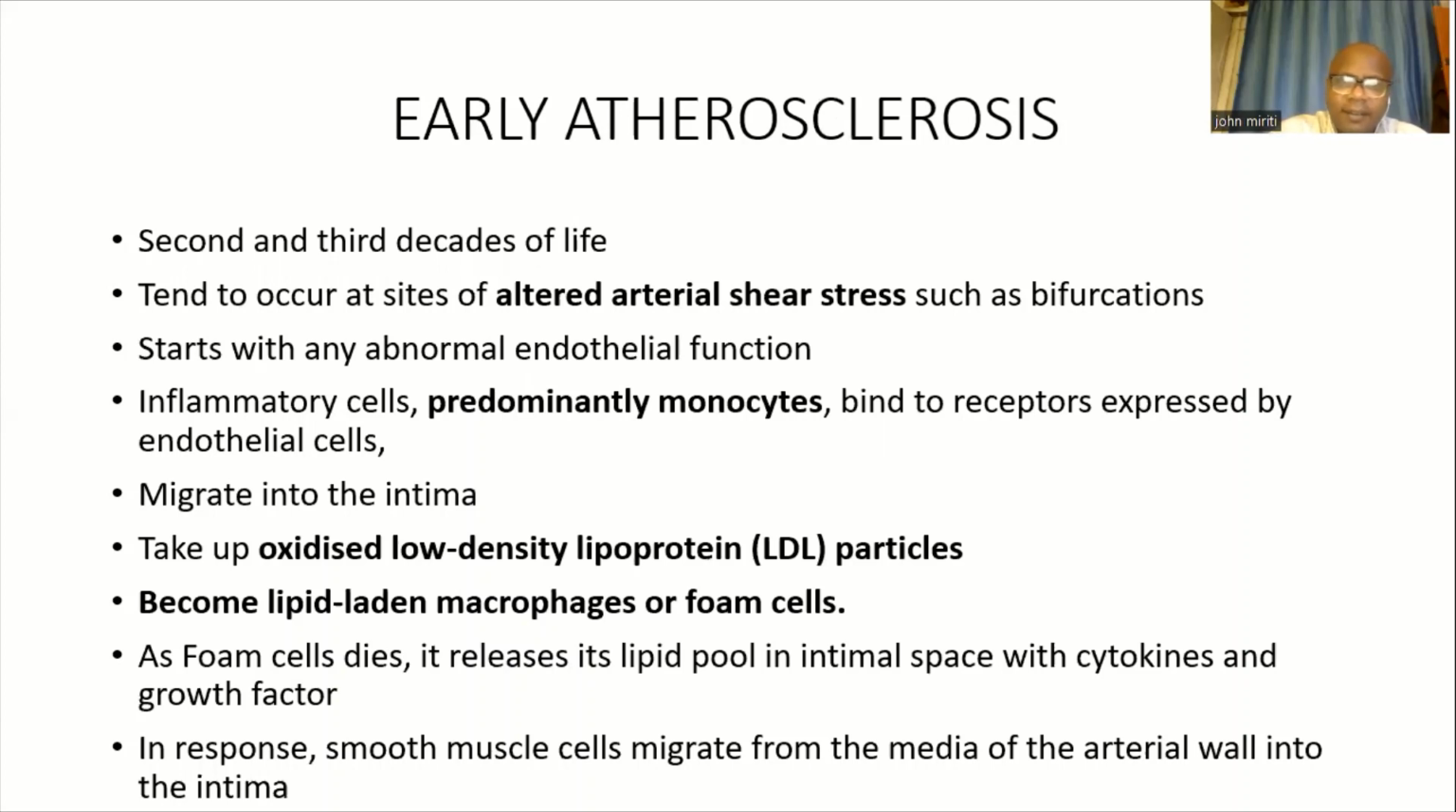Early atherosclerosis happens in the second and third decades of life, and it tends to occur at sites of altered arterial stress, such as bifurcations, where there is a stenosis, where a blood vessel has been distorted, and places where there is an aneurysm of the blood vessels. That is where these issues of early atherosclerosis arise.